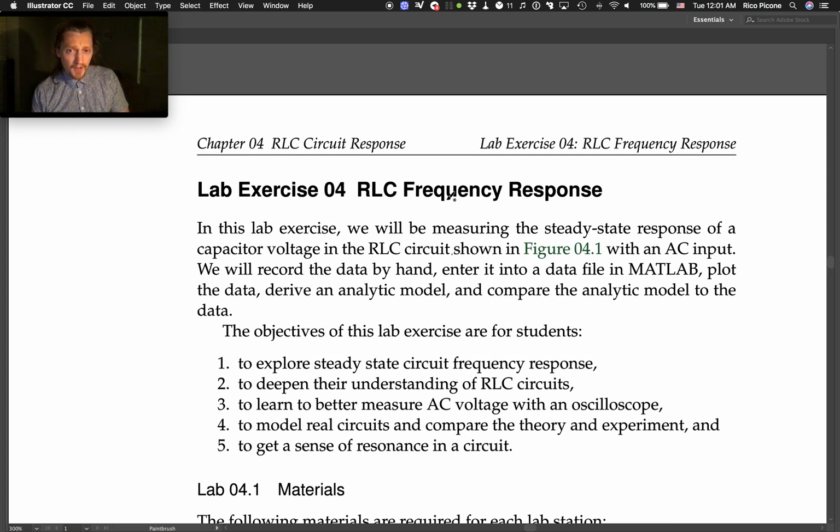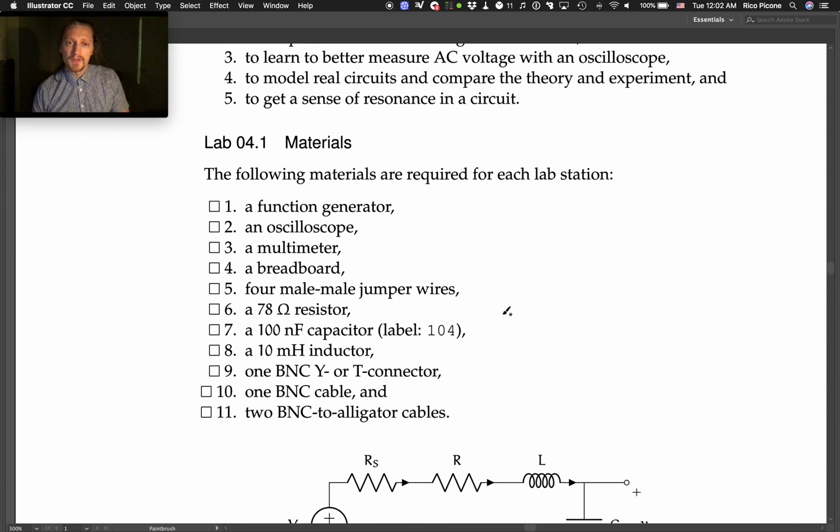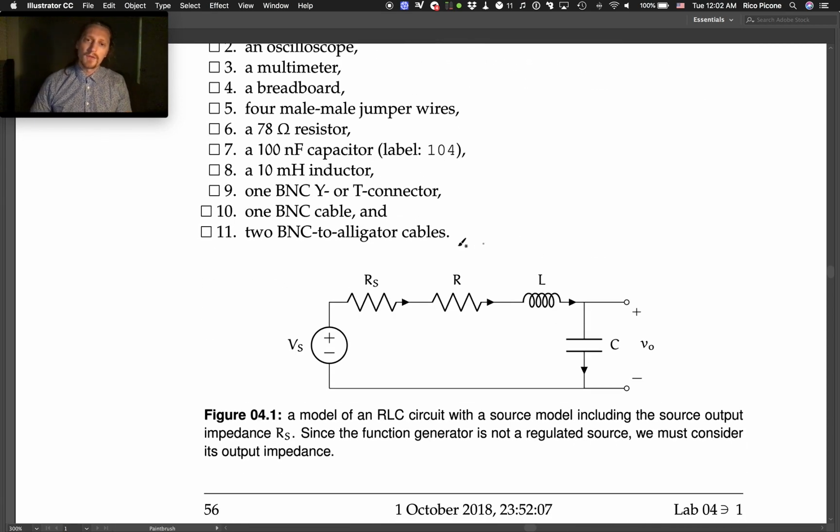So in this exercise, we'll be measuring the steady state response of a capacitor voltage in the RLC circuit shown in figure 1.4 with an AC input. So we have an RLC circuit, and in your homework, you've actually analyzed some pretty similar RLC circuits. So it should be pretty familiar to you.